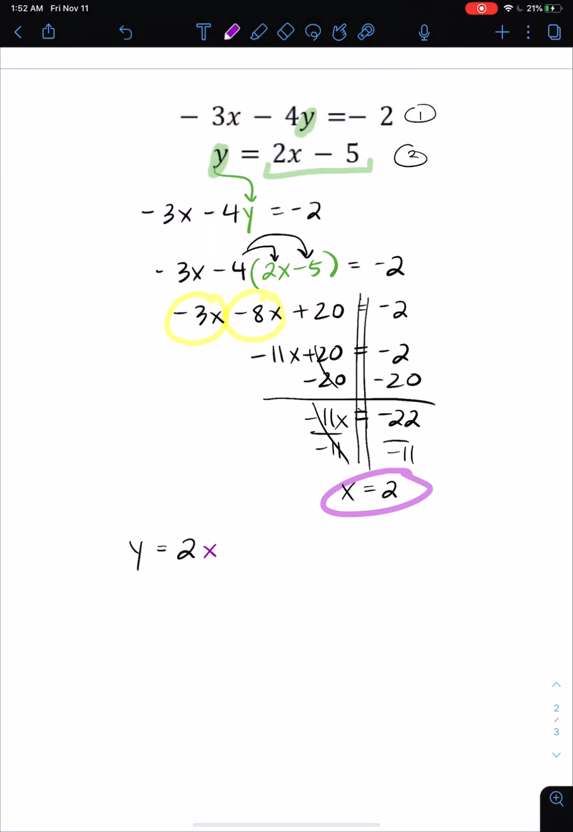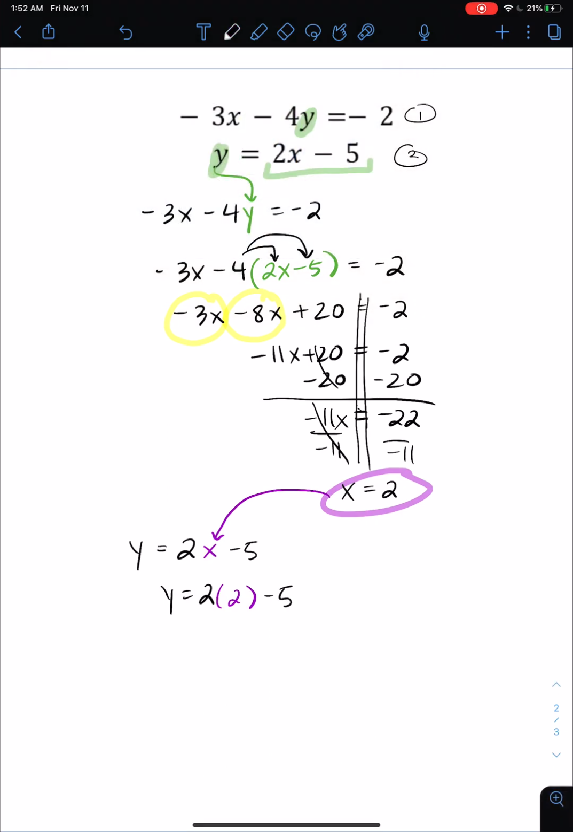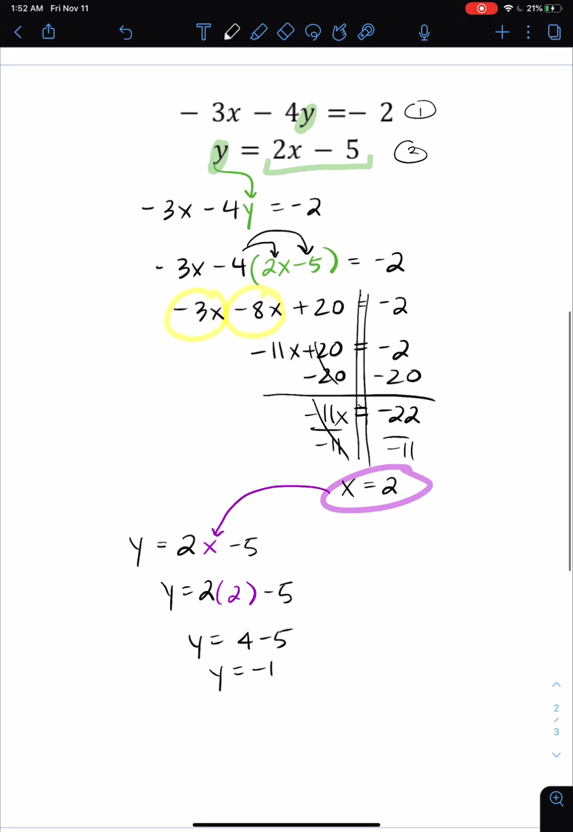So we have y equals 2 times x minus 5. And I put x in purple because we're just going to take this x equals 2 and substitute it in for x. So we're left with y is equal to 2 times 2 minus 5. We literally know that x is equal to 2, so we're substituting into our equation to solve for y. And we're left with y is equal to 4 minus 5, so y is equal to negative 1. So I've now solved for x, and I've solved for y. My final answer is 2 comma negative 1.